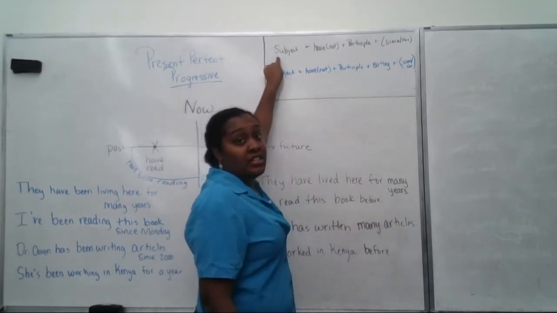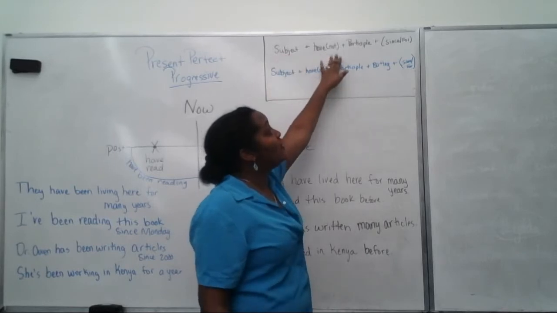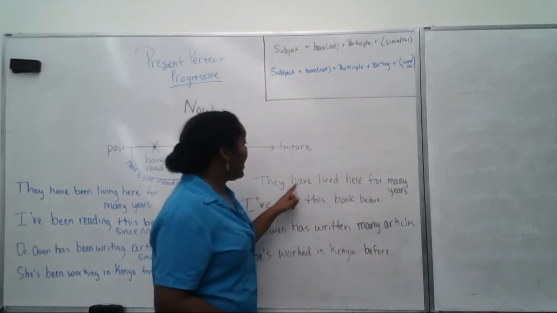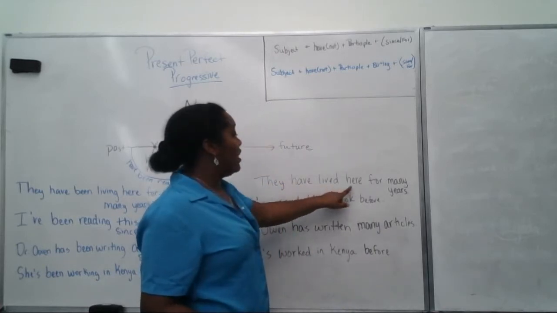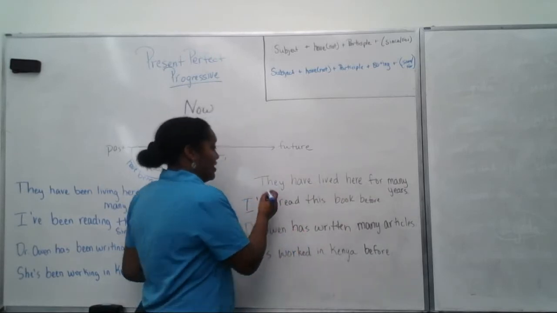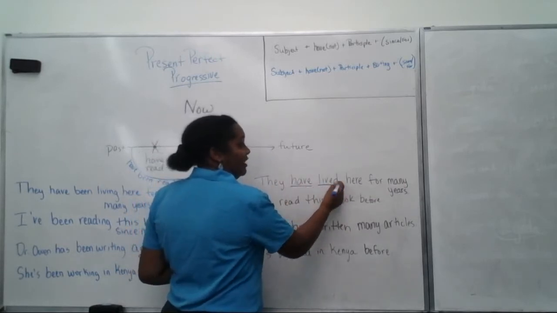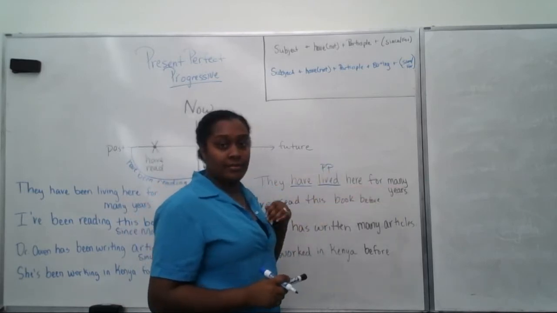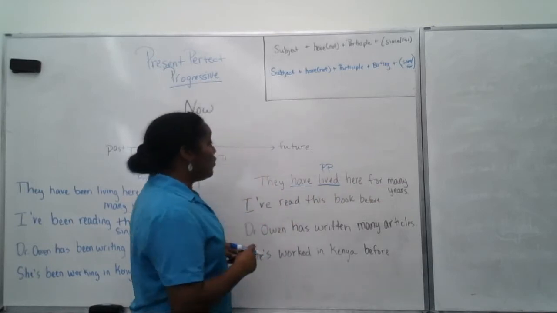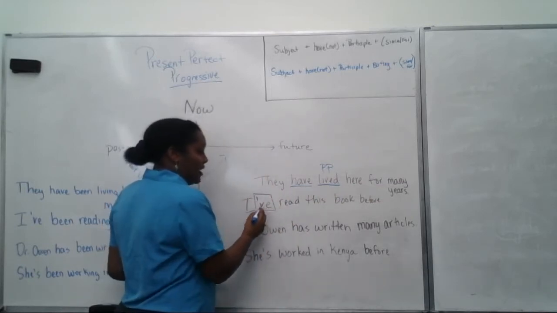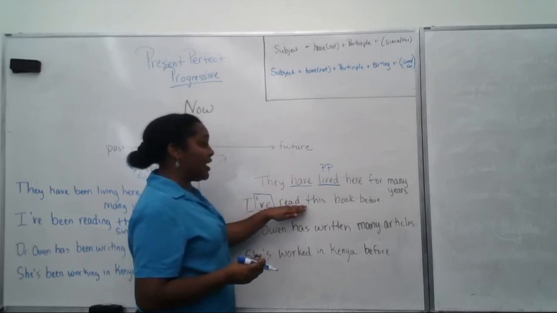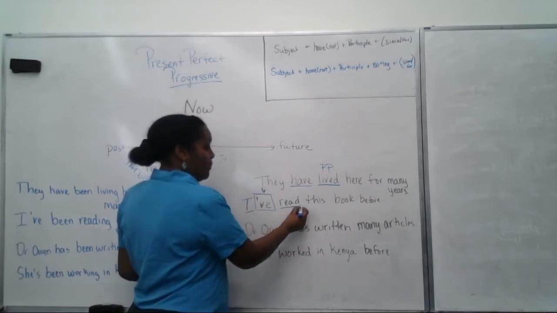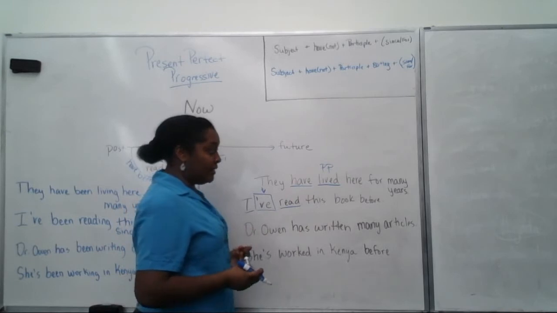Okay? Now, let's talk about the formula for both of these. For the present perfect, your formula is going to be subject, have, plus participle, with the optional for. Your example, they have lived here for many years. So here, they is your subject, have, lived is your past participle, here for many years. Okay? Another example, we usually do not put I have, we make a contraction. So I've read this book before. You have your have right here, your participle, and whatever complement.